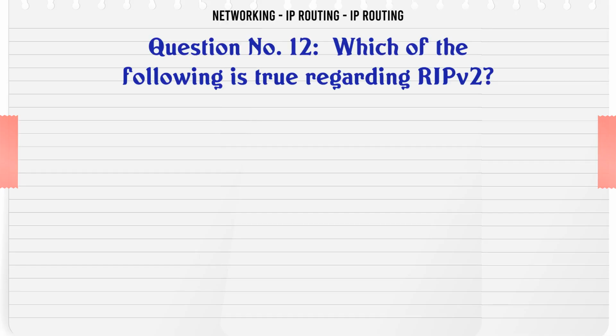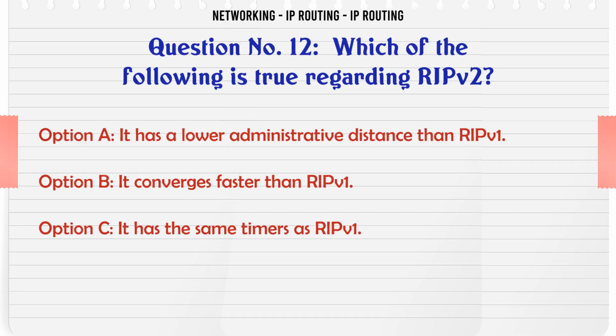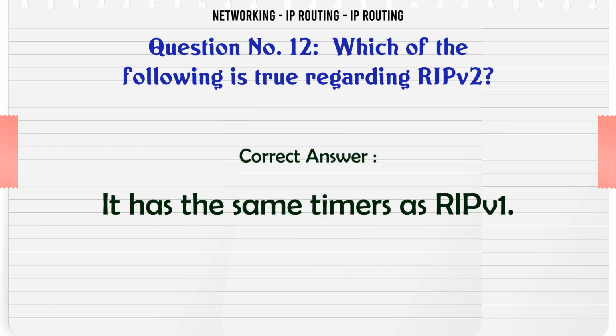Which of the following is true regarding RIPv2? A. It has a lower administrative distance than RIPv1. B. It converges faster than RIPv1. C. It has the same timers as RIPv1. D. It is harder to configure than RIPv1. The correct answer is it has the same timers as RIPv1.